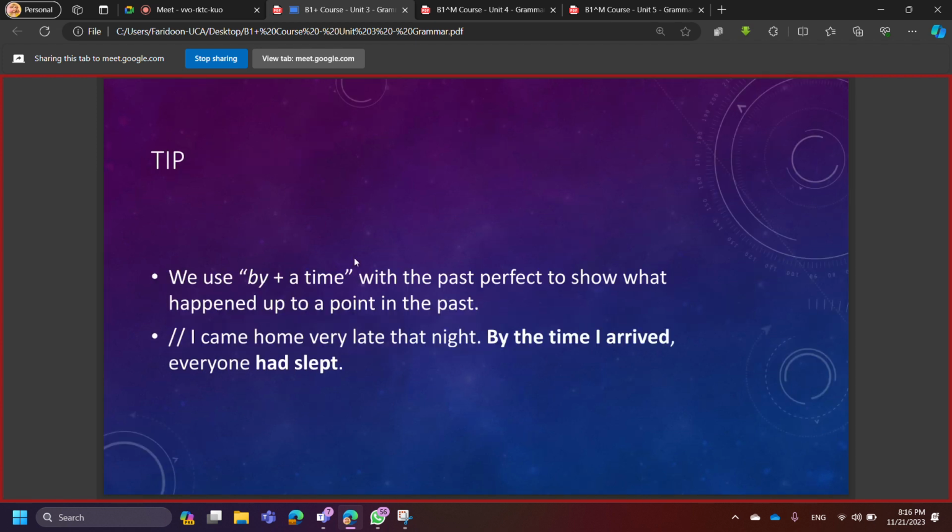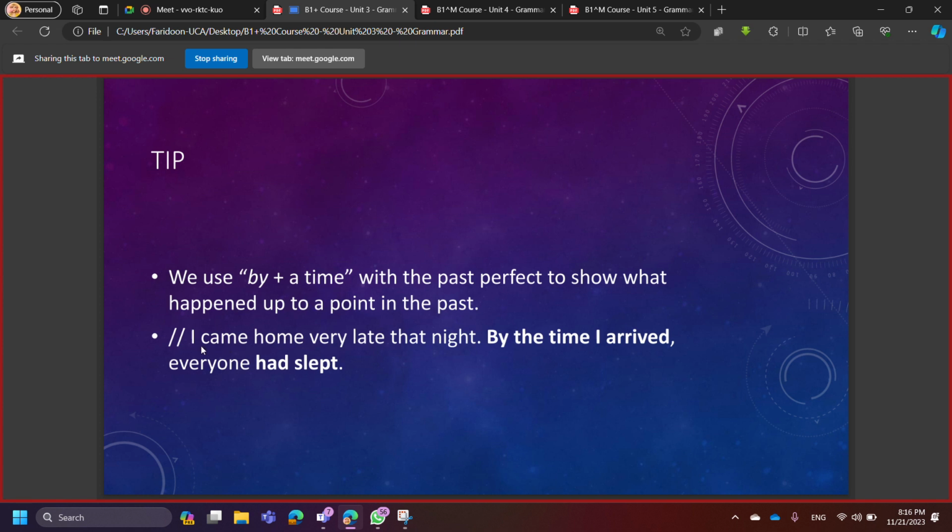We do have a tip here, guys, for those who are interested in using past perfect. We use a good phrase here, by plus a time. So a time can be any time you want. We use the word by, plus a time with the past perfect to show what happened up to a point in the past. Up to that point, or up to that time that you mentioned here, okay?